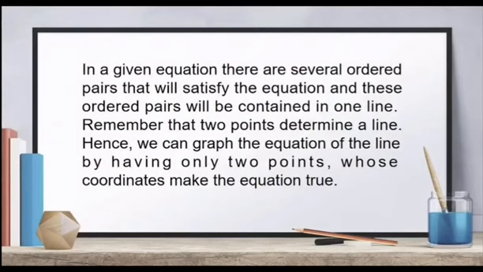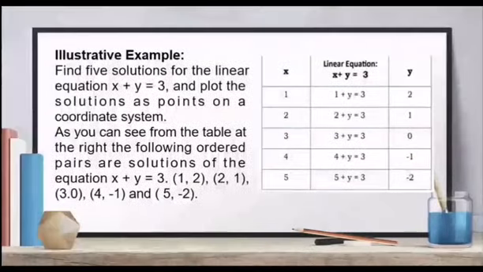In a given equation, there are several ordered pairs that will satisfy the equation, and these ordered pairs will be contained in one line. Remember that 2 points determine a line. Hence, we can graph the equation of the line by having only 2 points whose coordinates make the equation true.